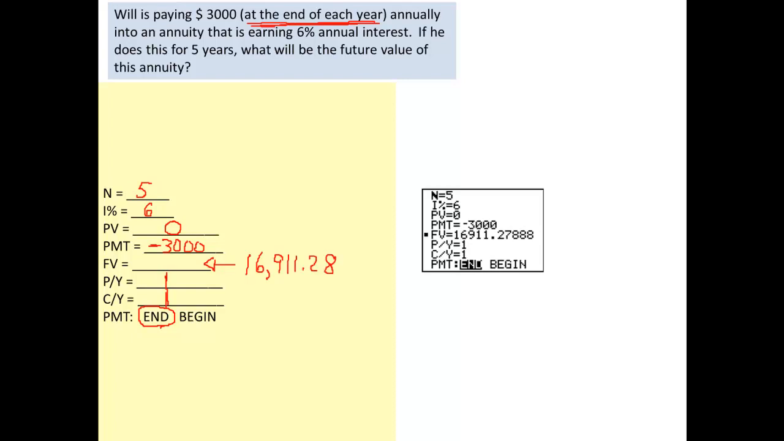It's positive, which is good. This is an investment that's supposed to be growing. And if I deposit $3,000 a year for 5 years, that's $15,000. So we'd expect this to be a little bit more than $15,000, and that's what we got.